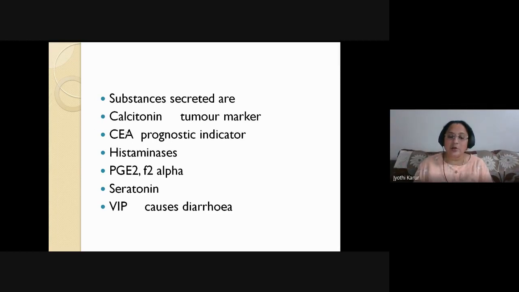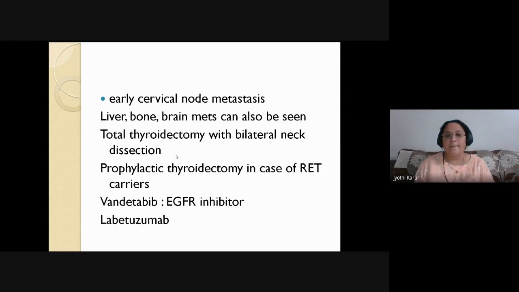Whereas CEA, carcinoembryonic antigen. See, for papillary carcinoma, what was the indicator for the follow-up, which I told? Can you remember? Thyroglobulin. Excellent, thyroglobulin. Whereas for this, you have to use calcitonin and CEA as the prognostic indicator. So for follow-up of medullary carcinoma, you should use calcitonin as a tumor marker, and CEA forms the prognostic indicator, okay? It also spreads by cervical lymphatic metastasis. But sometimes the liver, bone, brain mets can also be seen, okay?